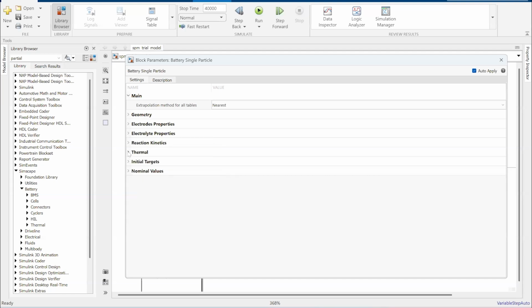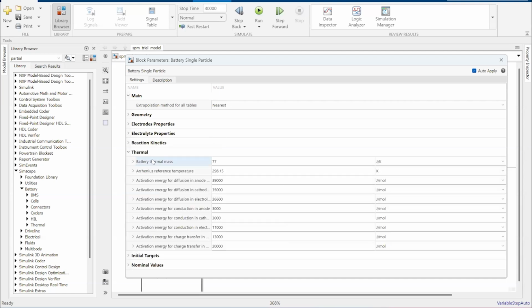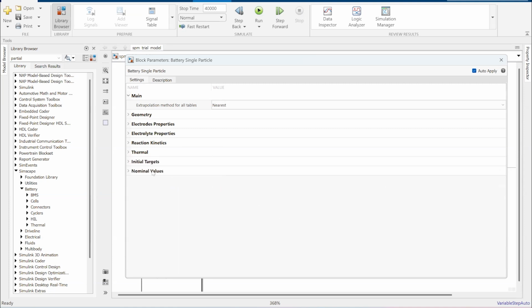There is also an option for you to extend it into an electrothermal model where you can introduce thermal behavior. You can even estimate how much temperature or how much heat the cell is giving out. That option is also there over here, including how much thermal mass you want to include for the cell. So there you can model the heat generation part as well. These are all the properties available as a part of this battery single particle.